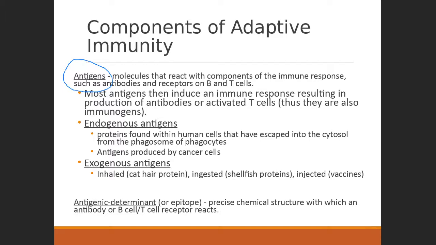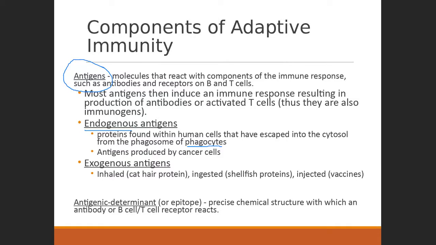We can have endogenous antigens. Endogenous means from within. These could be proteins that are produced by your cells, such as cancer cells. These could be proteins that are presented on the surface of a cell based on some cellular process, like phagocytosis. We break down a bacteria, we present part of its cell wall to the outside of the cell that had engulfed it, and recognize those antigens in that manner.